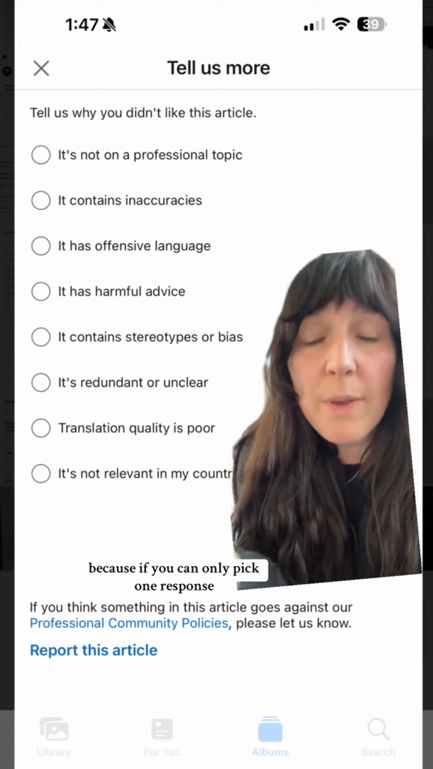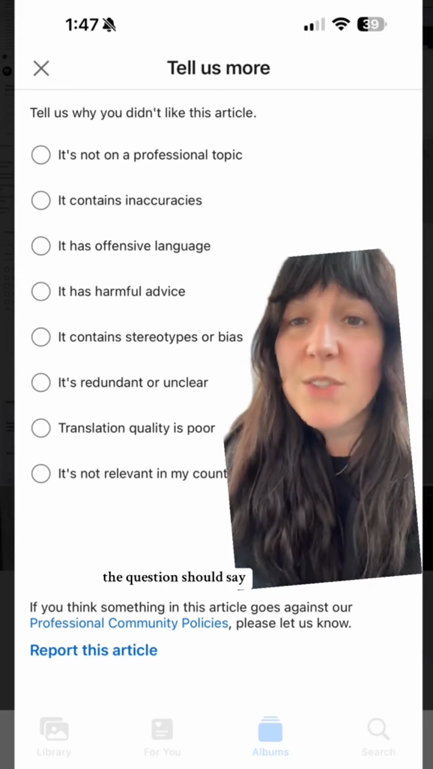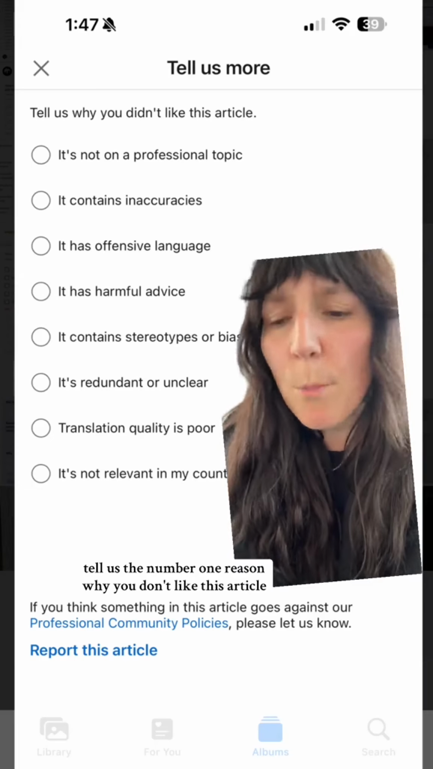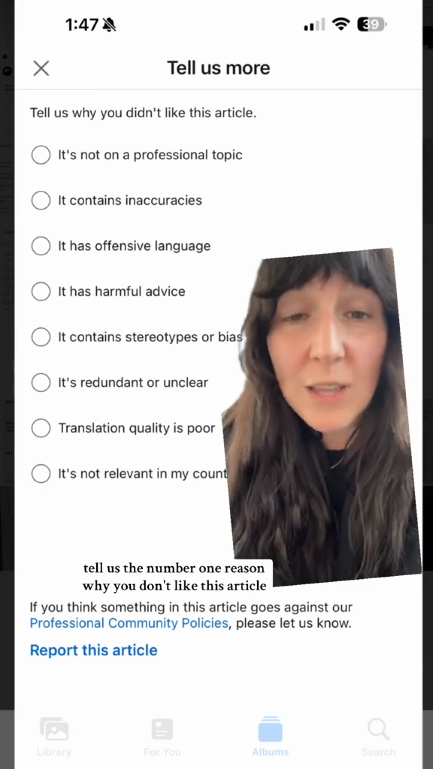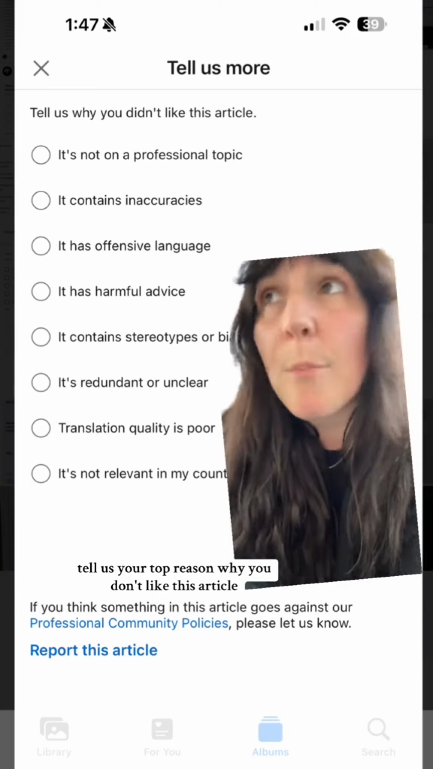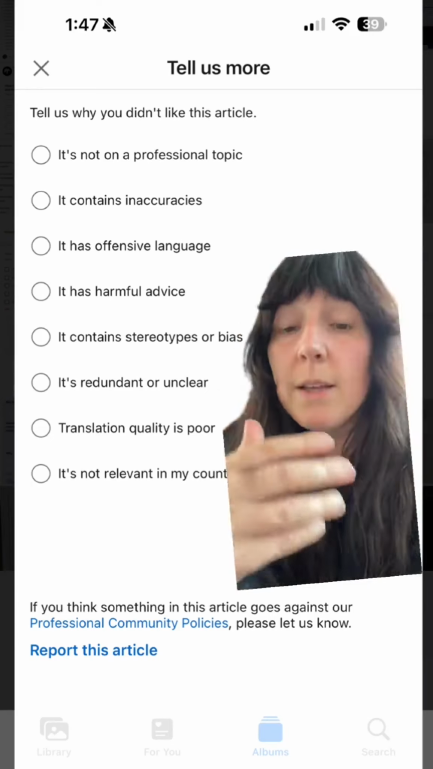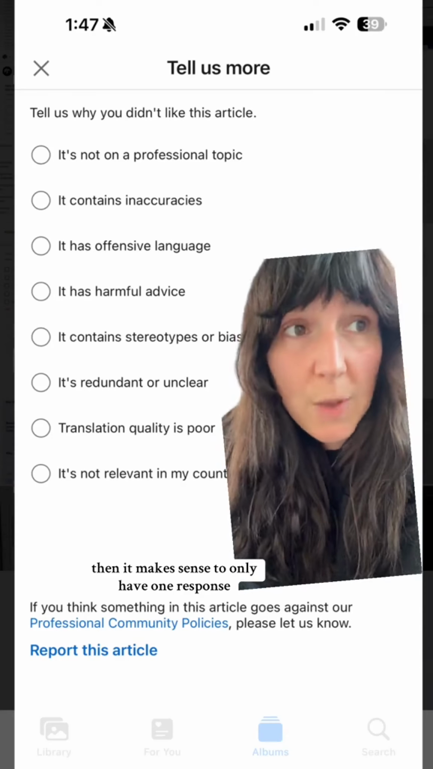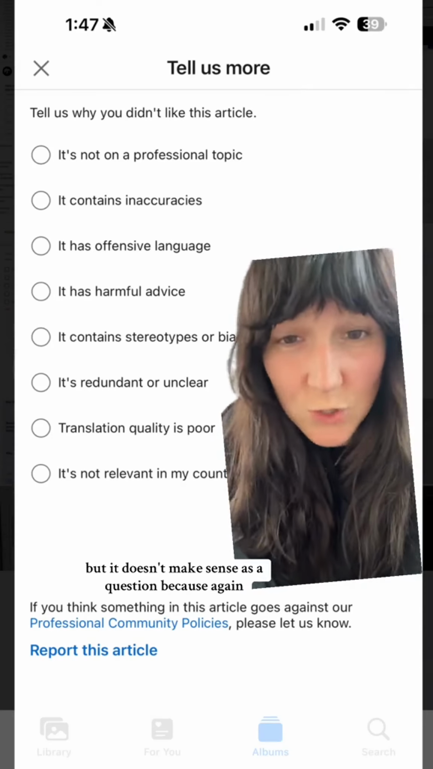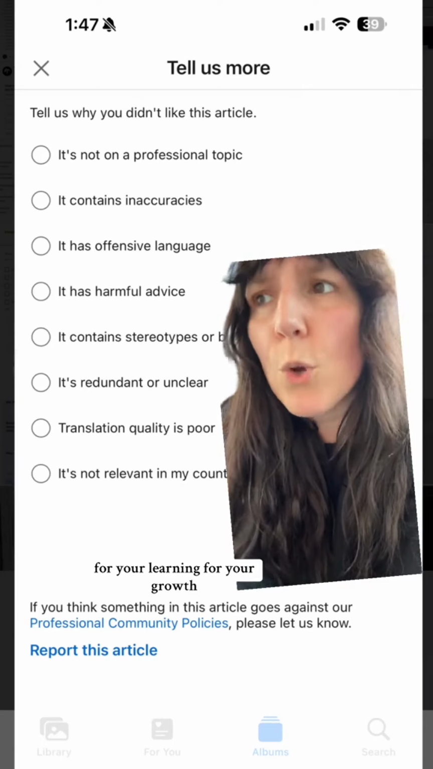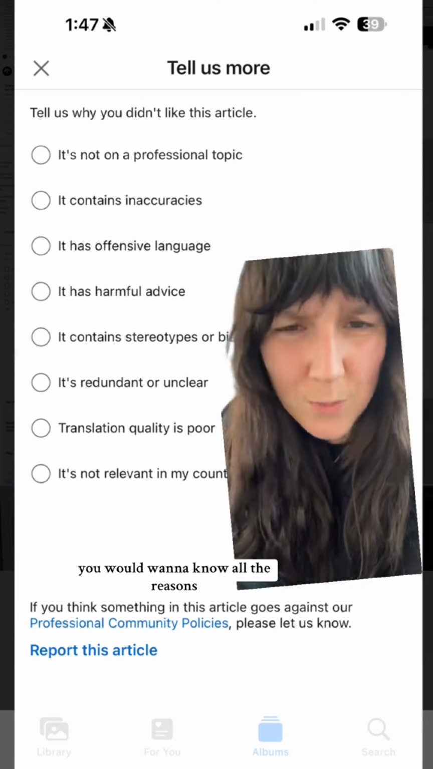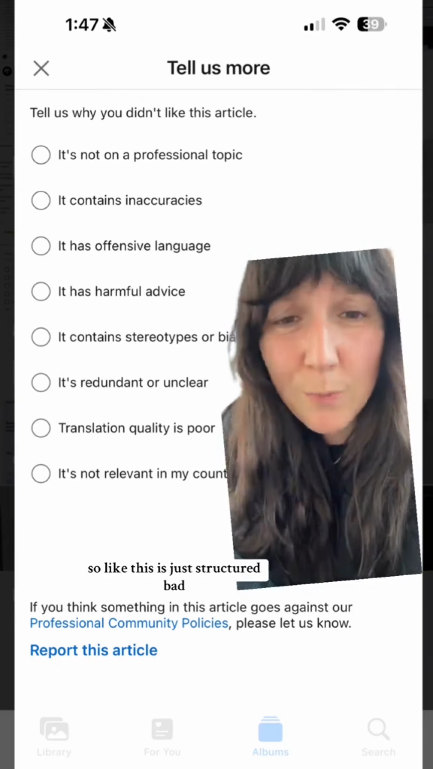Because if you can only pick one response, the question should say, tell us the number one reason why you don't like this article. Tell us your top reason why you don't like this article. Then it makes sense to only have one response. But it doesn't make sense as a question because, again, for your learning, for your growth, you would want to know all the reasons. So this is just structured badly.